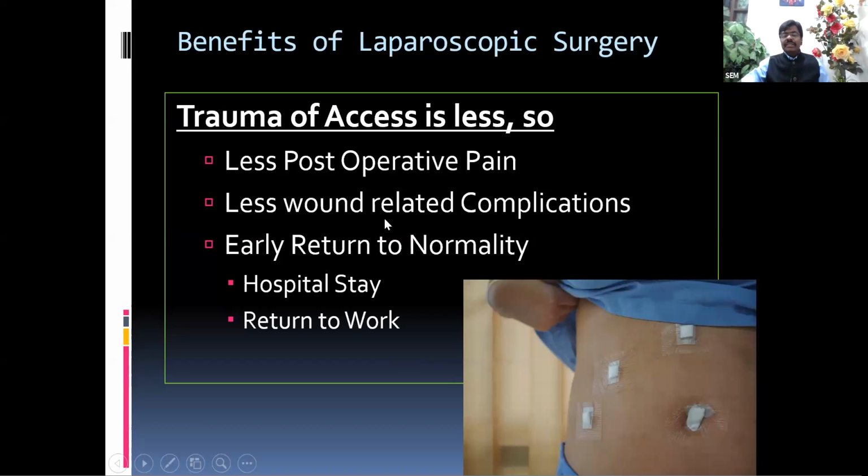The third important thing is early return to normal life. Stay in the hospital is a matter of days, 1 or 2 days. In a conventional operation, you tend to stay for 2 weeks. Here only 2 days. And back to work by 2 weeks in laparoscopy. In an open surgery, you take 2 months of leave, isn't it? So that's the difference. You should be able to tell the examiner very clearly the difference.